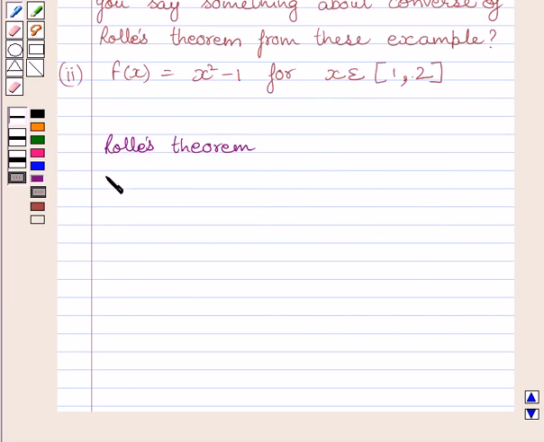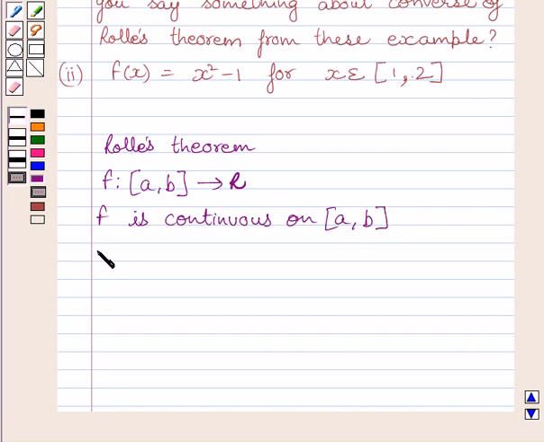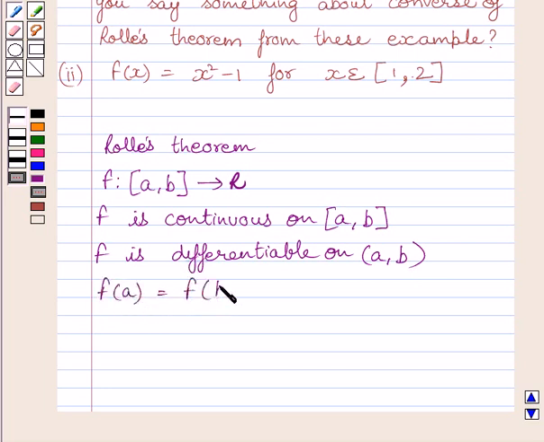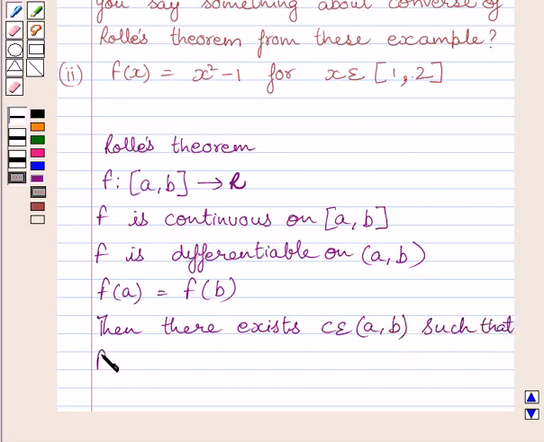First of all, let us understand what is Rolle's theorem. If we are given a function f from closed interval [a, b] to R, and function is continuous on closed interval [a, b], and differentiable on open interval (a, b), such that f(a) is equal to f(b), then there exists c belonging to open interval (a, b) such that f dash c is equal to 0. This is the key idea to solve the given question.